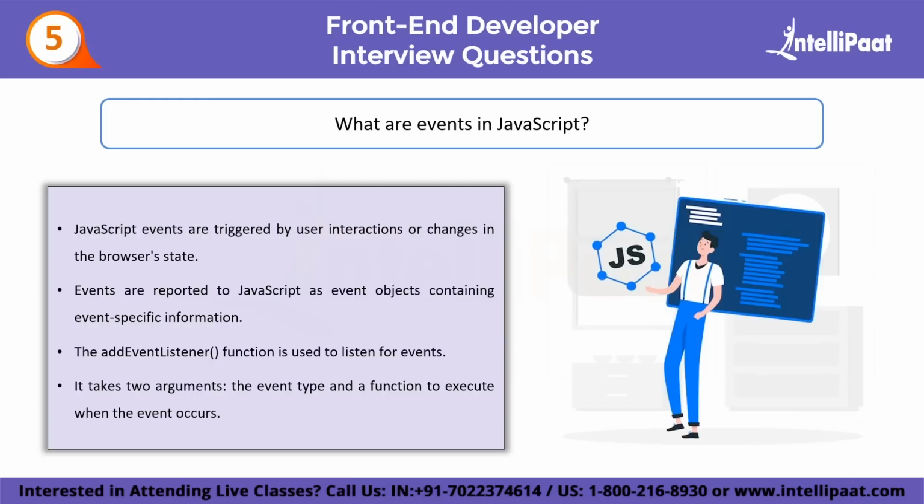When an event occurs, JavaScript receives a notification from the browser. This notification is referred to as an event object. The event object contains event-specific information such as the type of event, the target element, and the browser's current state. You can use the addEventListener function to listen for events. The method addEventListener accepts 2 arguments. First, the kind of event to listen for, and second, a function to be run when the event happens.